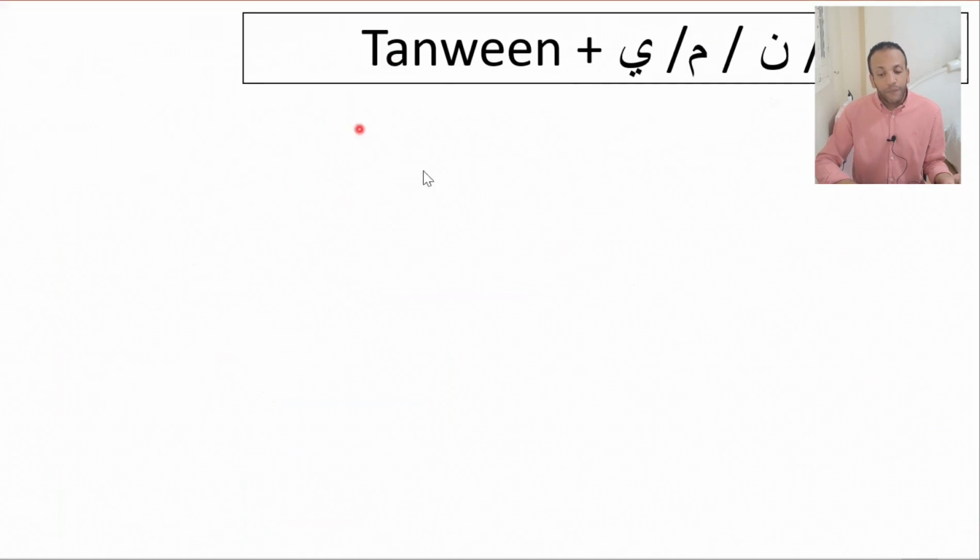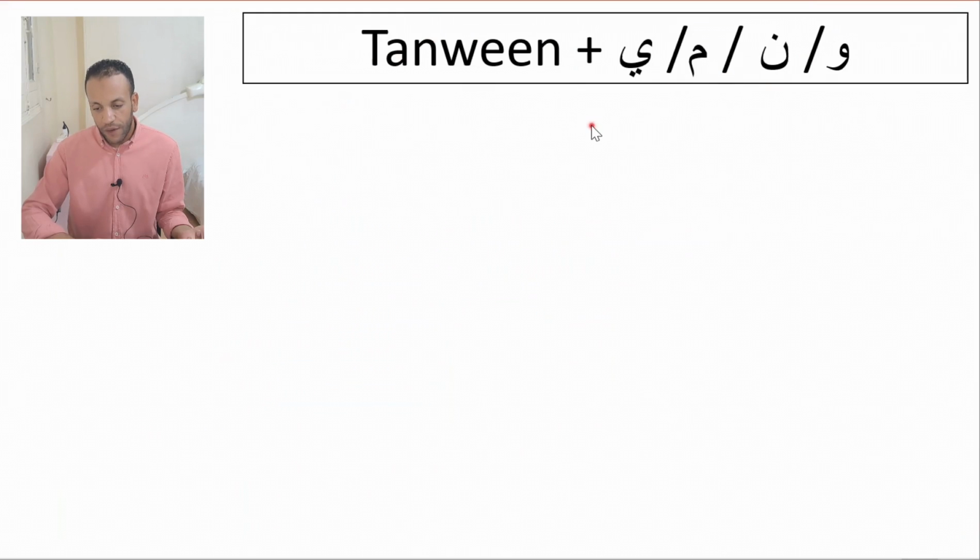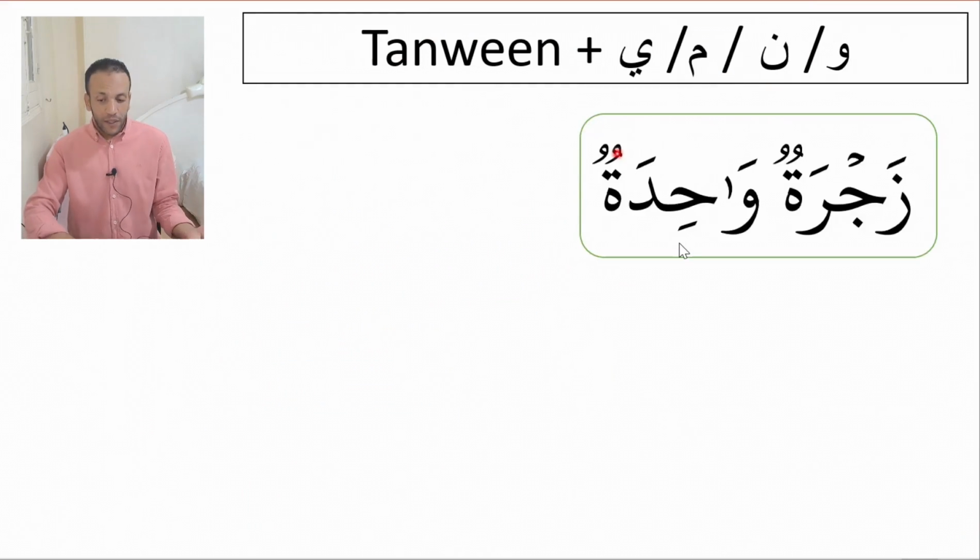So our rule can be applied when Tanween is followed by one of these 4 letters. How do you find it in the Holy Quran? When you open the Holy Quran, how do you find the positions where you will apply it? So you know, this here is Tanween Dhamma, for example.